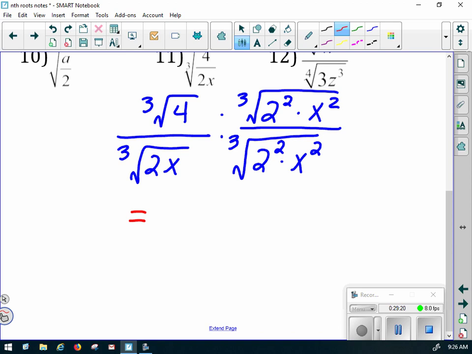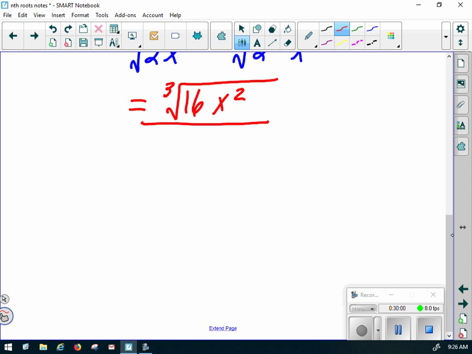All right. What have we got here? On the top, everything's under a cube root, so I can multiply it together. 4 times 4 is 16, x squared over... it's not a distribute, it's just straight out multiply. 4 times x squared, 16x squared. So next one would be 8x. What's in the bottom?